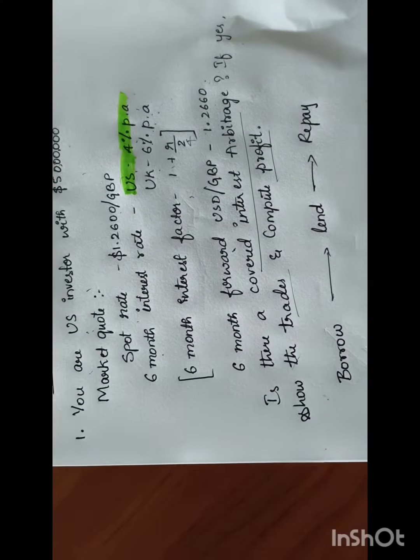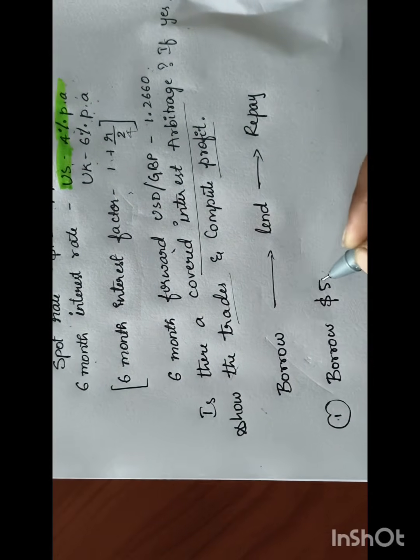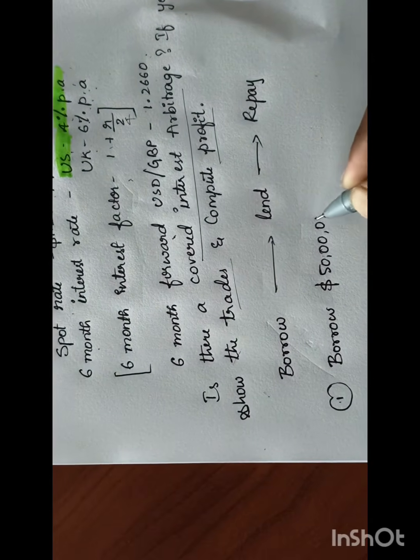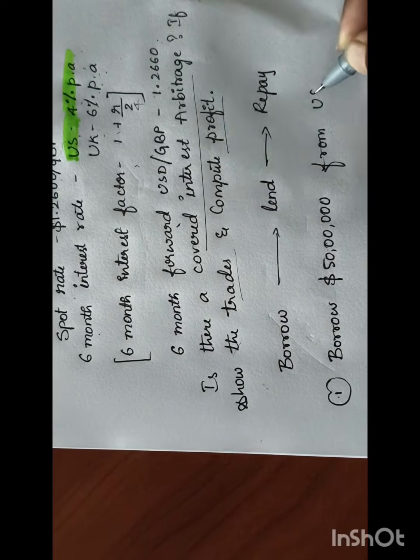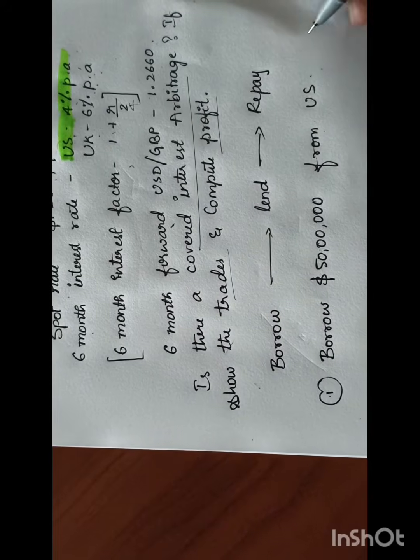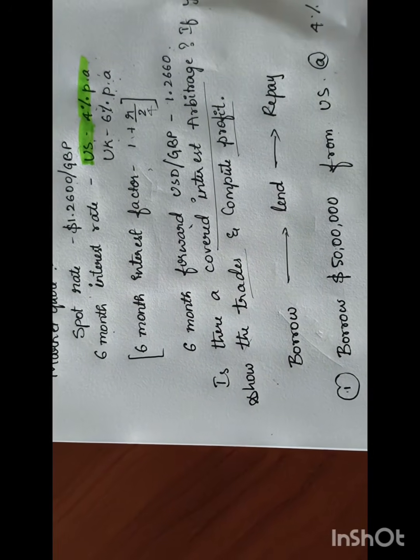First one, how much amount? It is $50. Borrow $50 lakh from US. I am an arbitrager. I am borrowing money from US at the rate of 4% per annum.